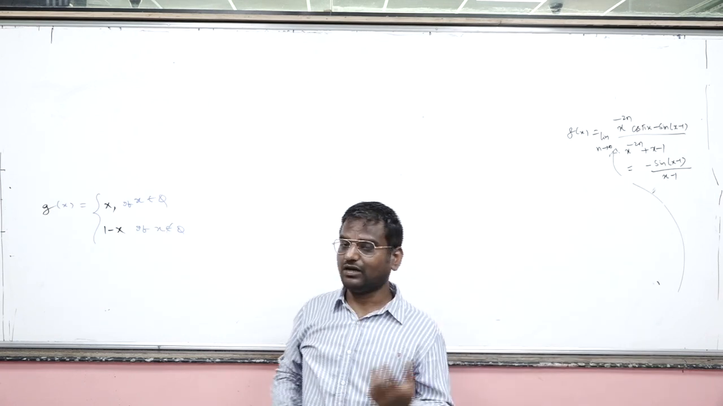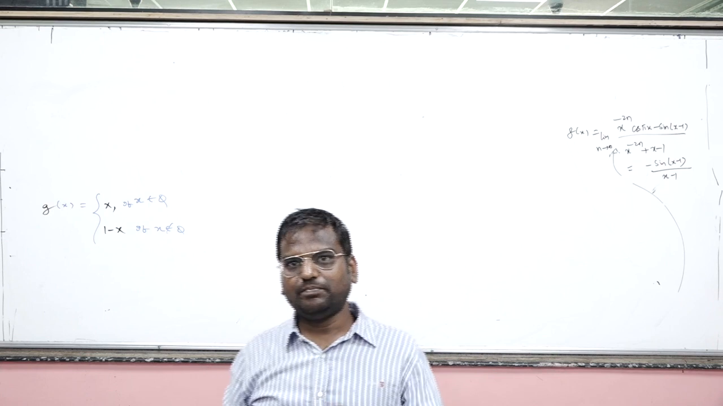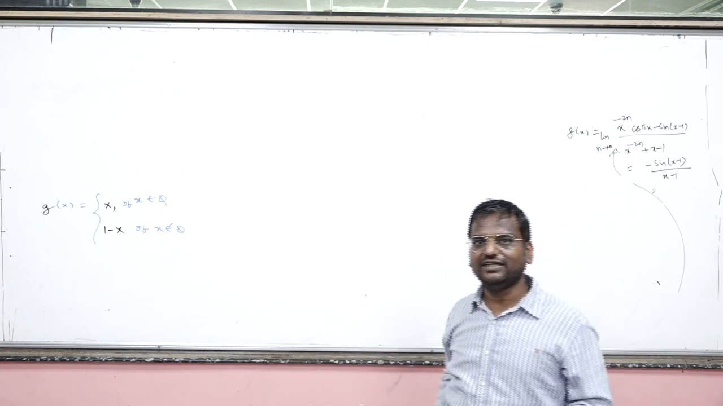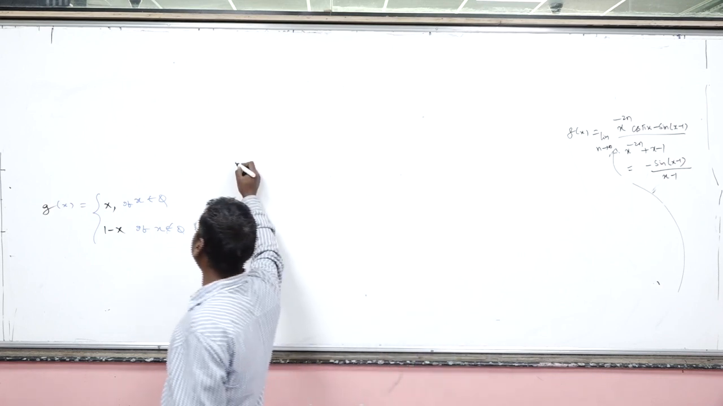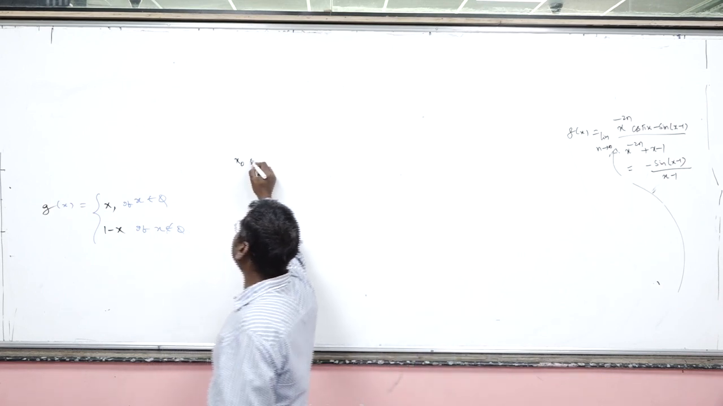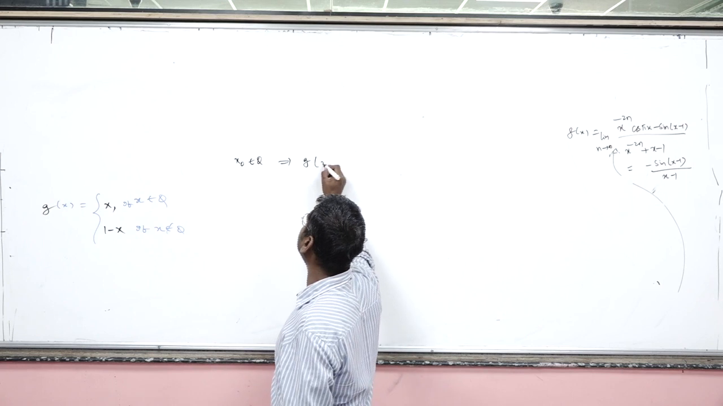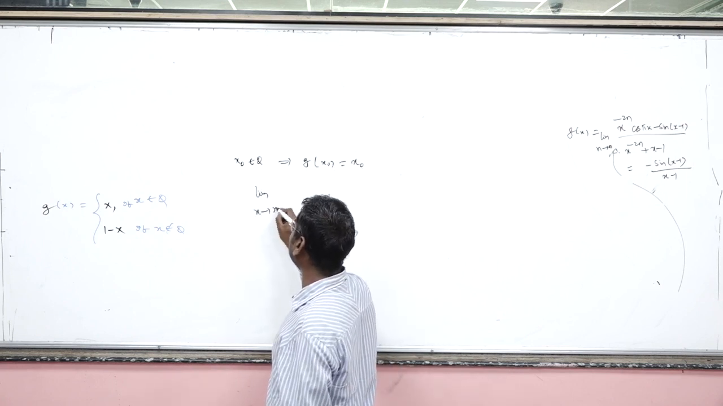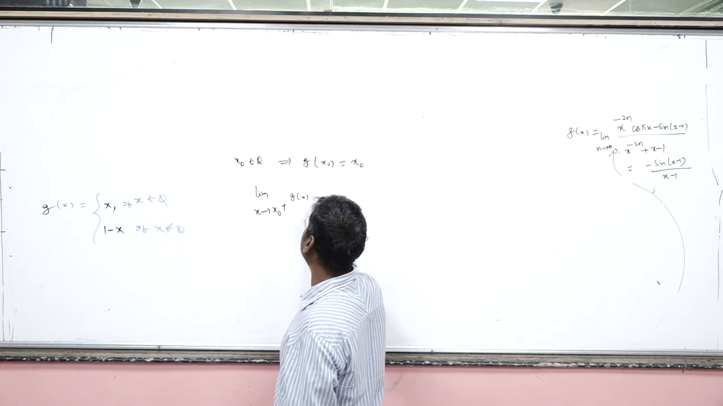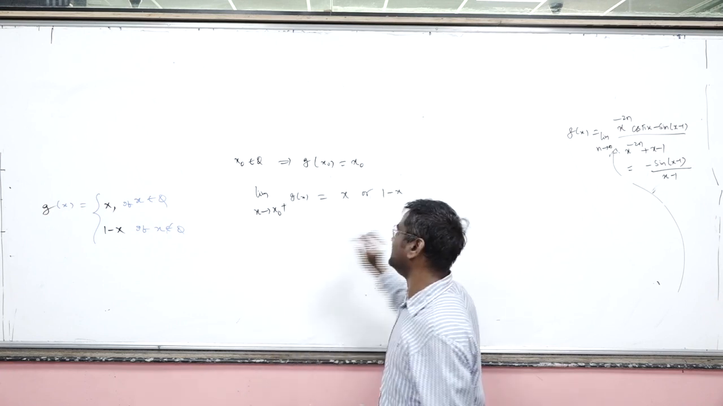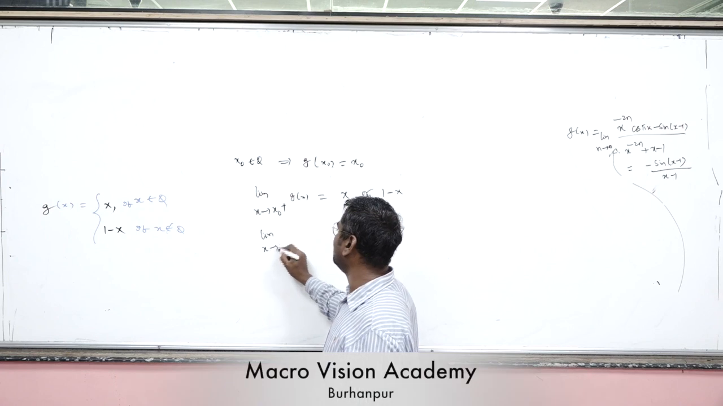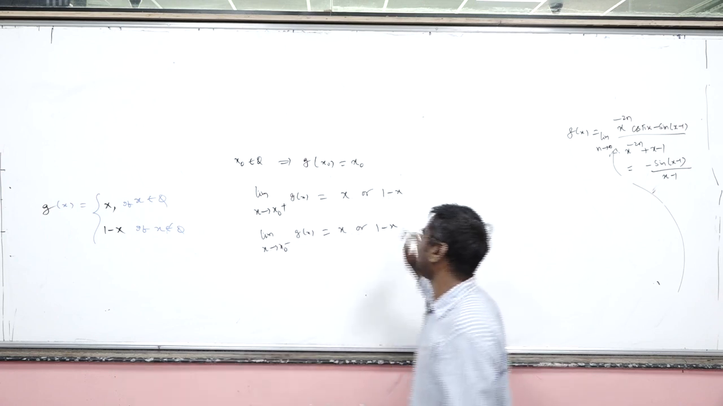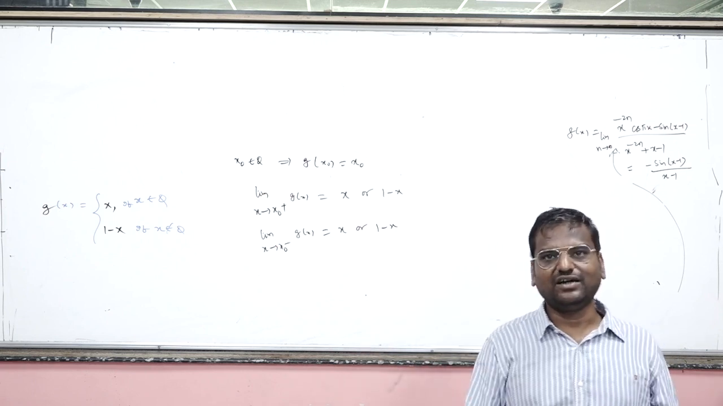domain or all real numbers. Now the point is, are there any points at which this function is going to be continuous? Let us start the same analysis. Let x naught be a rational number, which implies g of x naught is going to be x naught. Limit x tends to x naught plus g of x can be x or 1 minus x. Limit x tends to x naught minus g of x, again I don't know, rational or irrational, it could be any of them.